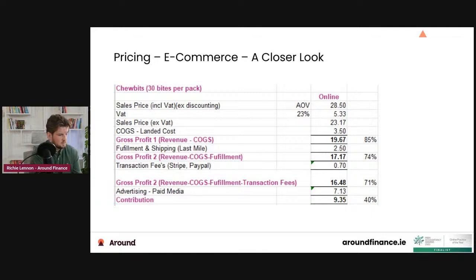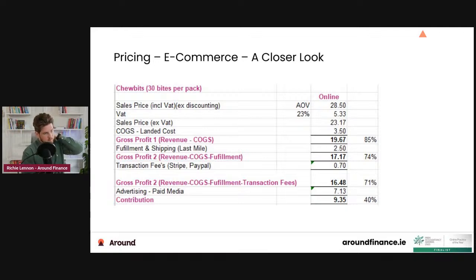The next cost that you've got to consider is your transaction fees. So somebody buys online, you've got to assume that they're going to use either Stripe or PayPal for most of those transactions. It'll cost you somewhere between 2.5% or 3% or something like that. Then you've got to see, well, what was the cost of me selling to that customer online? And you've got this paid media cost, which is your Facebook ads, your Google ads, your Instagram ads. Maybe you're selling on TikTok, whatever it might be.